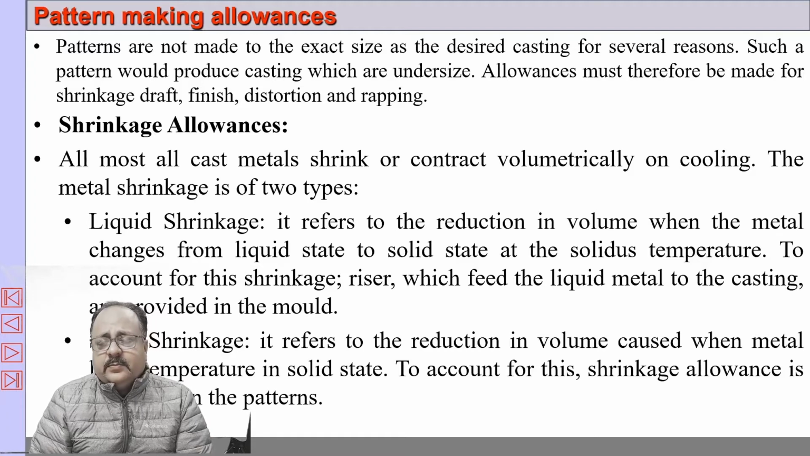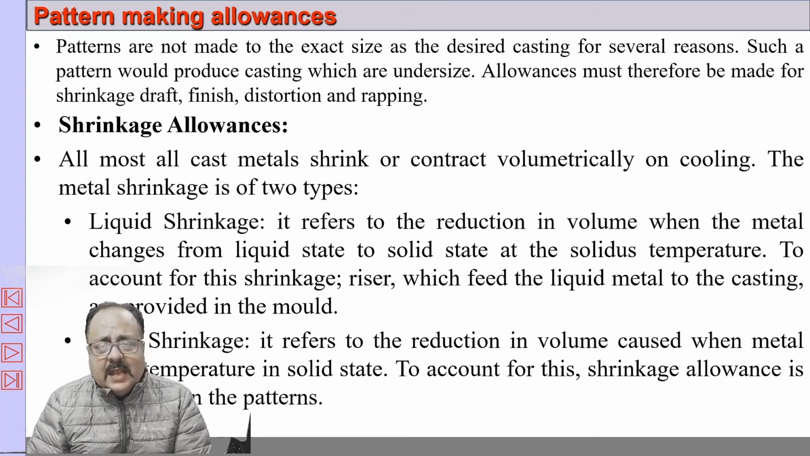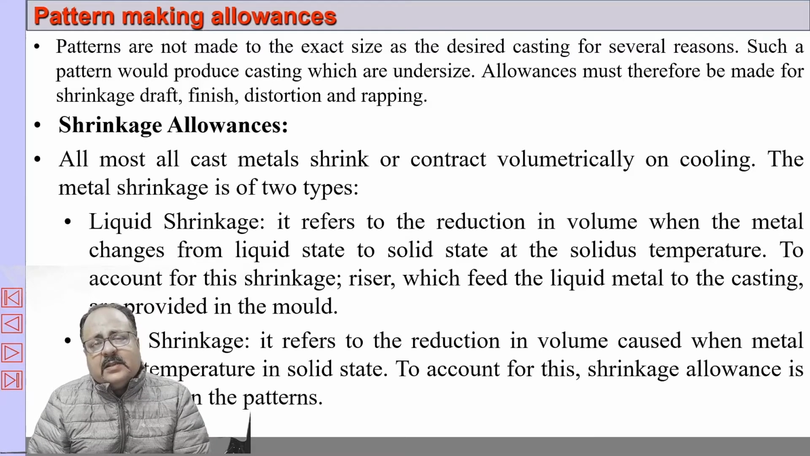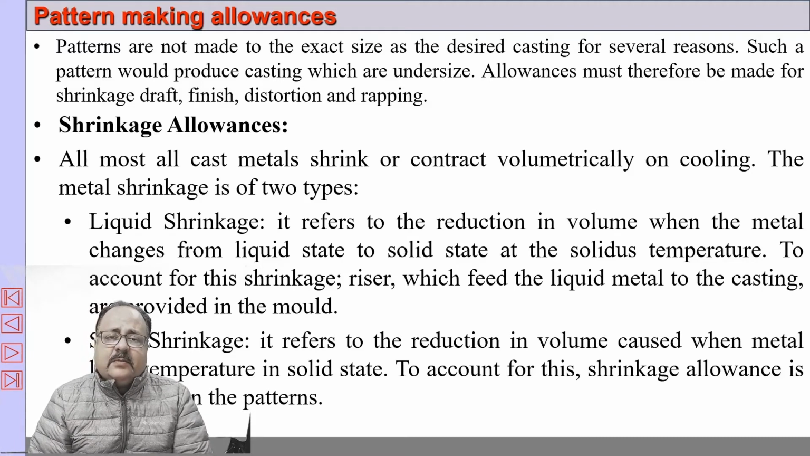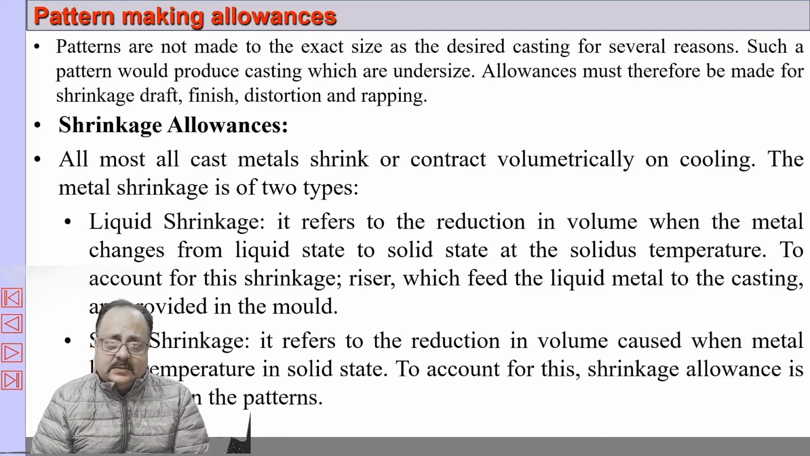Now what is shrinkage allowance? You see, when the liquid metal is poured in a cavity, in the mold cavity, the temperature of the liquid metal decreases and it reaches the solidus temperature. That means at that temperature it solidifies. Now when it starts to solidify, it shrinks. Such shrinkage is called liquid shrinkage. Now the liquid shrinkage is compensated by the liquid metal in the riser. But when the metal solidifies, it cools down. When it cools down, it also shrinks. That shrinkage is called solid shrinkage. Now solid shrinkage is compensated by shrinkage allowances.